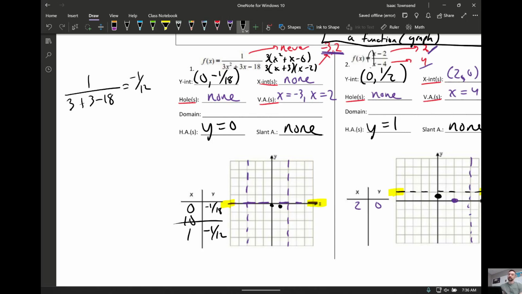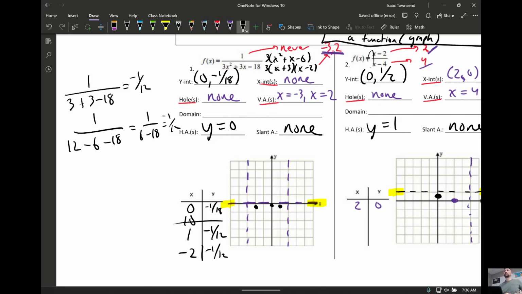I think I probably need another point, so I'm going to pick maybe negative 2 and see if I can pull that one off. Let's see, 6 minus 18 would be negative 1/12. It's also negative 1/12. So I don't think we're going to need more points on question 2.